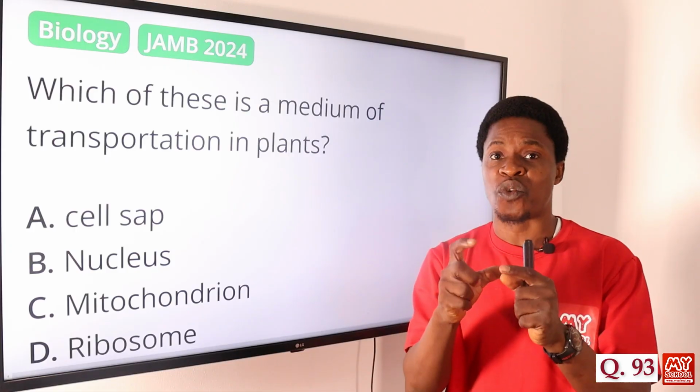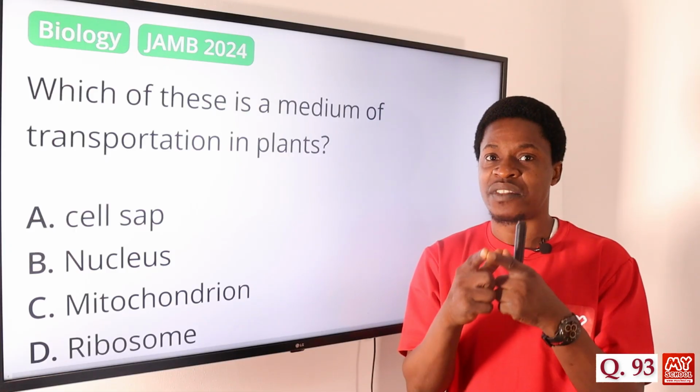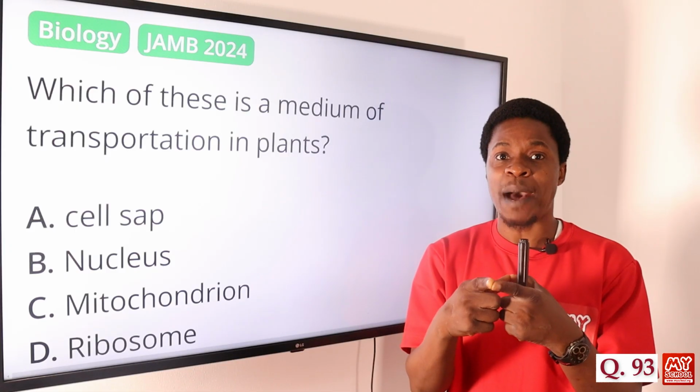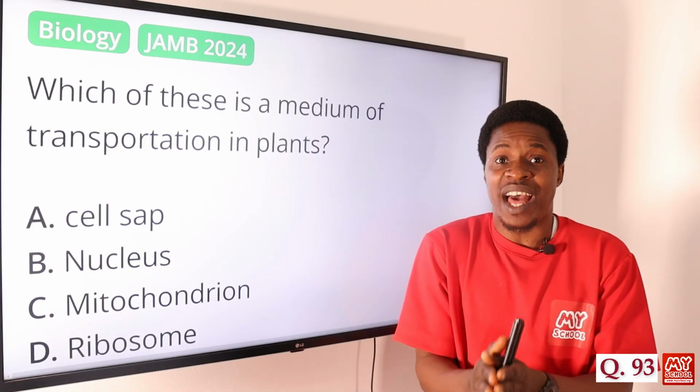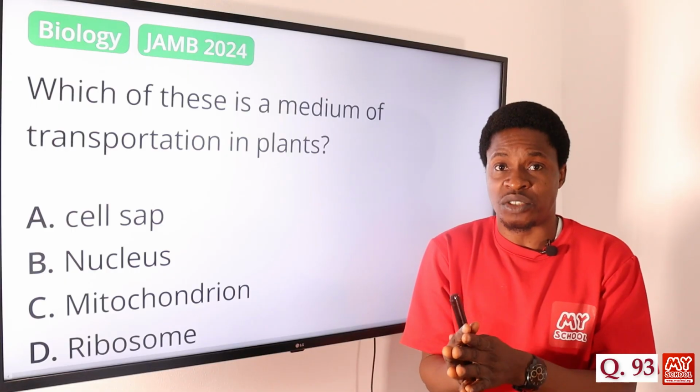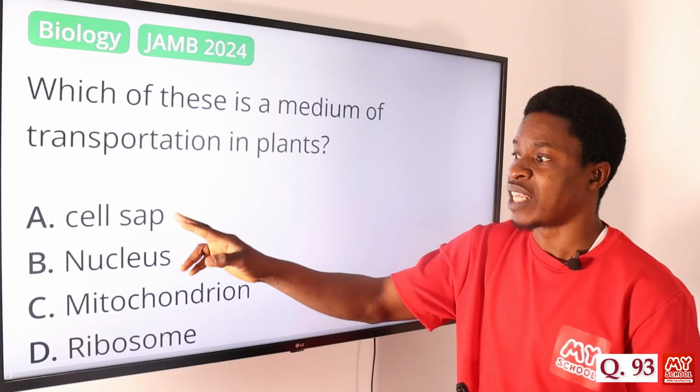And in the xylem and the phloem, that is where we have the cell sap. The cell sap is what is responsible for movement of water in the xylem and the phloem tissue. We have them present in there. So the cell sap, not the nucleus.